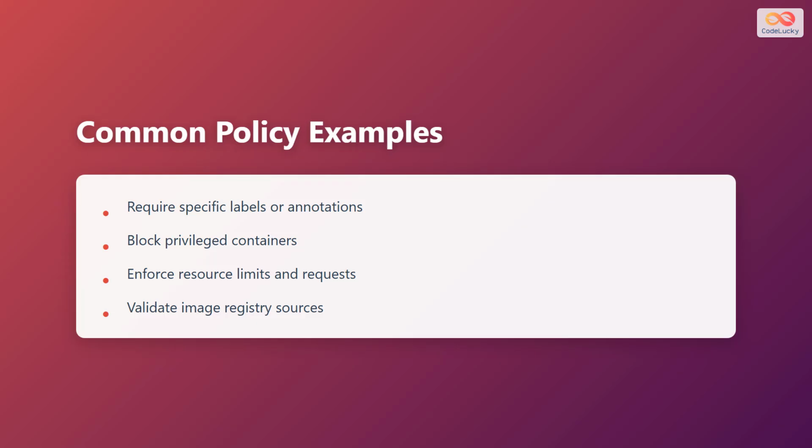Validating webhooks can enforce a wide variety of policies to improve security and standardization. Common examples include requiring specific labels or annotations on all resources, which helps with organization and automation. You can block privileged containers to prevent security risks. Enforcing resource limits and requests ensures fair resource allocation and prevents any single workload from consuming excessive cluster resources. Another popular policy is validating image registry sources, ensuring that only approved container images from trusted registries are deployed in your cluster. These are just a few examples of the many policies you can implement.